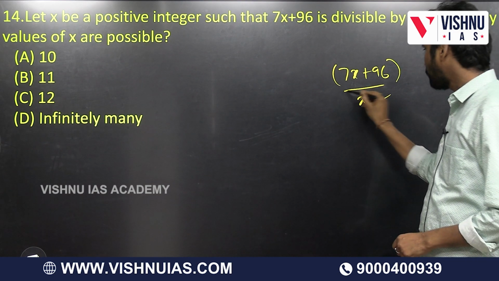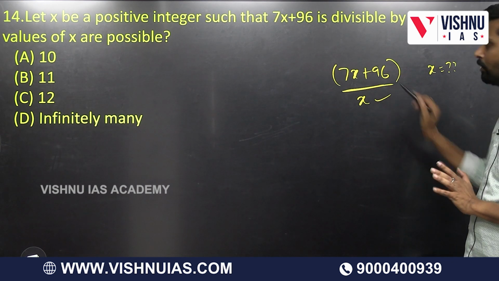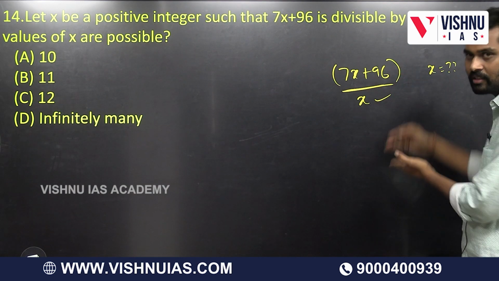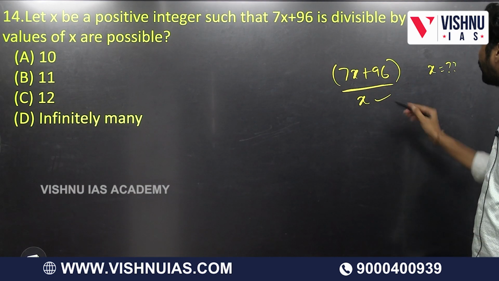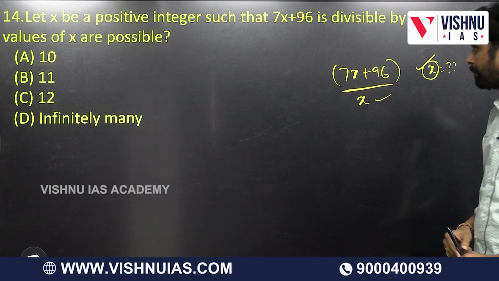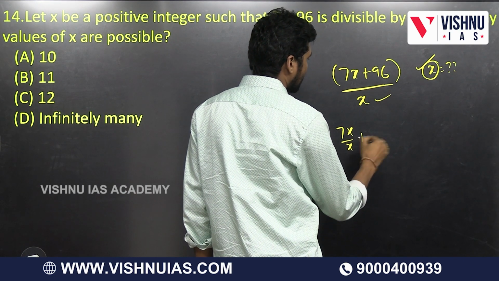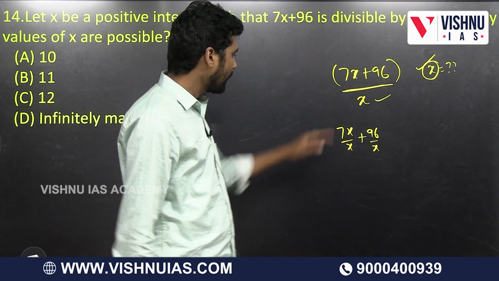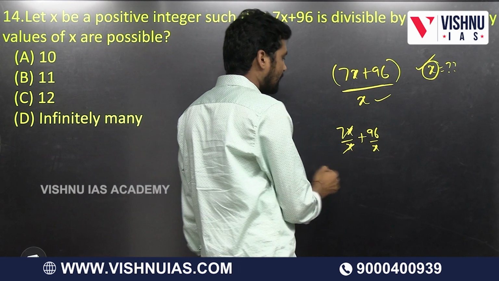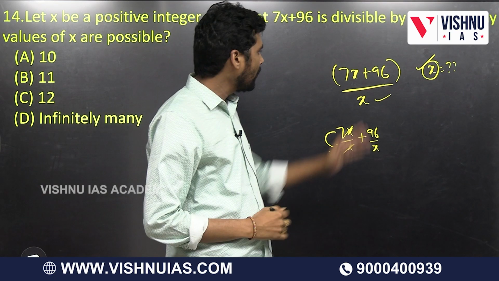So here an expression is given, that is 7x plus 96, and it is completely divisible by x. Which means that when you divide this expression 7x plus 96 by x, you will get the remainder 0. Then how many different possible values are there for x? Okay. So we can write it as 7x by x plus 96 by x, right? This x gets cancelled, which means that this part is completely divisible by x. So we don't need to look at this one.